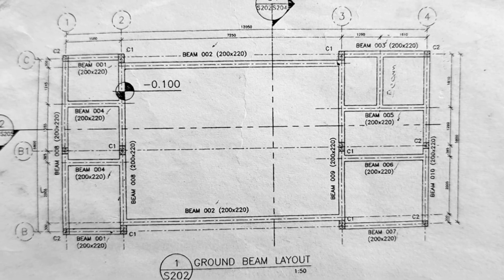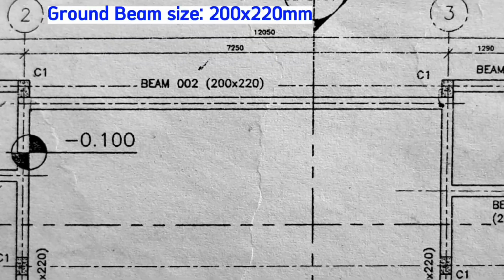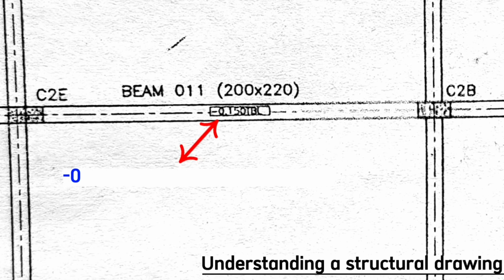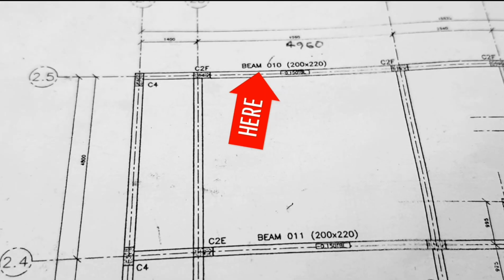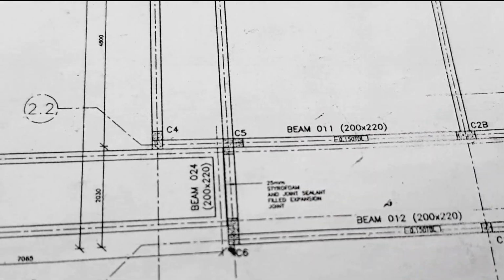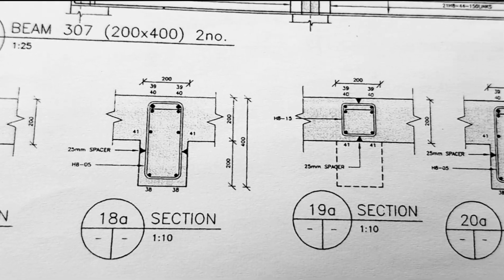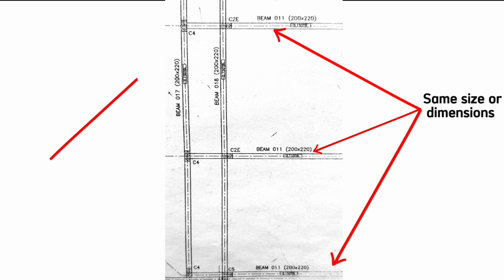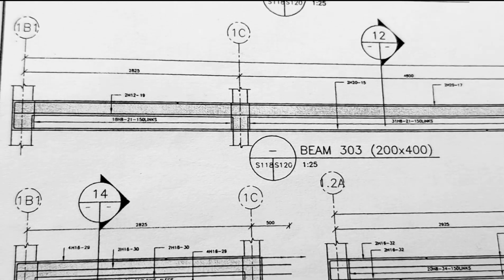Here is the top plan or top view of the ground beam and it directs us that it will be of size 200 by 220 millimeters. This minus 0.150 TBL means 150 millimeters below the top beam level. Each beam is named differently. For example, this is beam 10, this is beam 11, also beam 11. This is beam 12, this is beam 17, this is beam 18 among others. Each beam has different dimensions and details. For example, beam 11 here and beam 11 here and this one also means that these beams have the same dimensions and details, whereas beam 17 and beam 18 have different details among others. There is always a separate page showing the details of each beam.